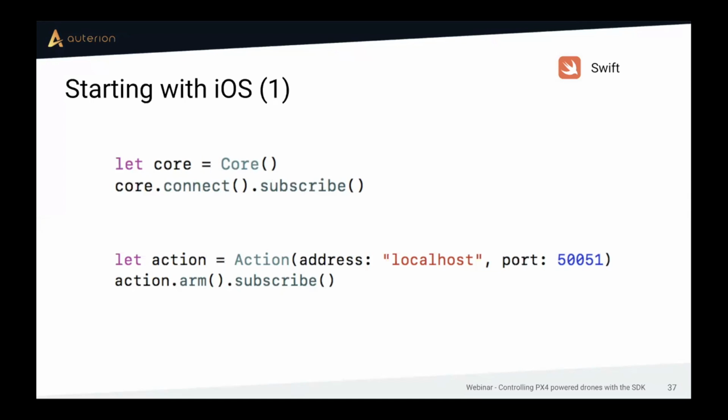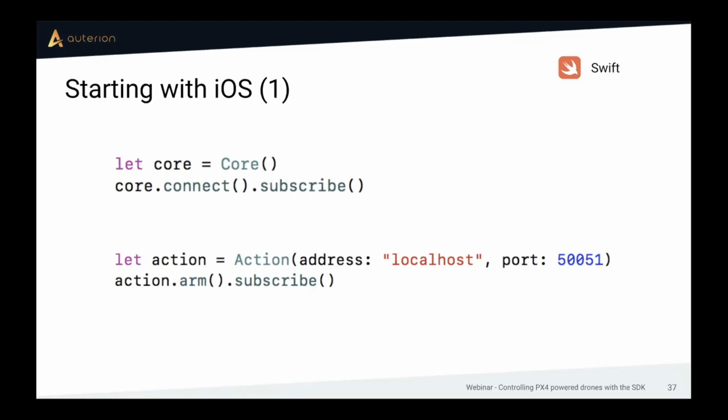So let's have a look at some code. In Python, we had only action and telemetry, I mean, we directly went into action. Here we need to instantiate the core plugin. So we just create it, let core equal Core, and then we have to start it. In RxSwift, we first create our stream object, and then we have to subscribe to it. So core.connect, and then we add subscribe. You'll see subscribe a bit everywhere. It just means that we run the command.